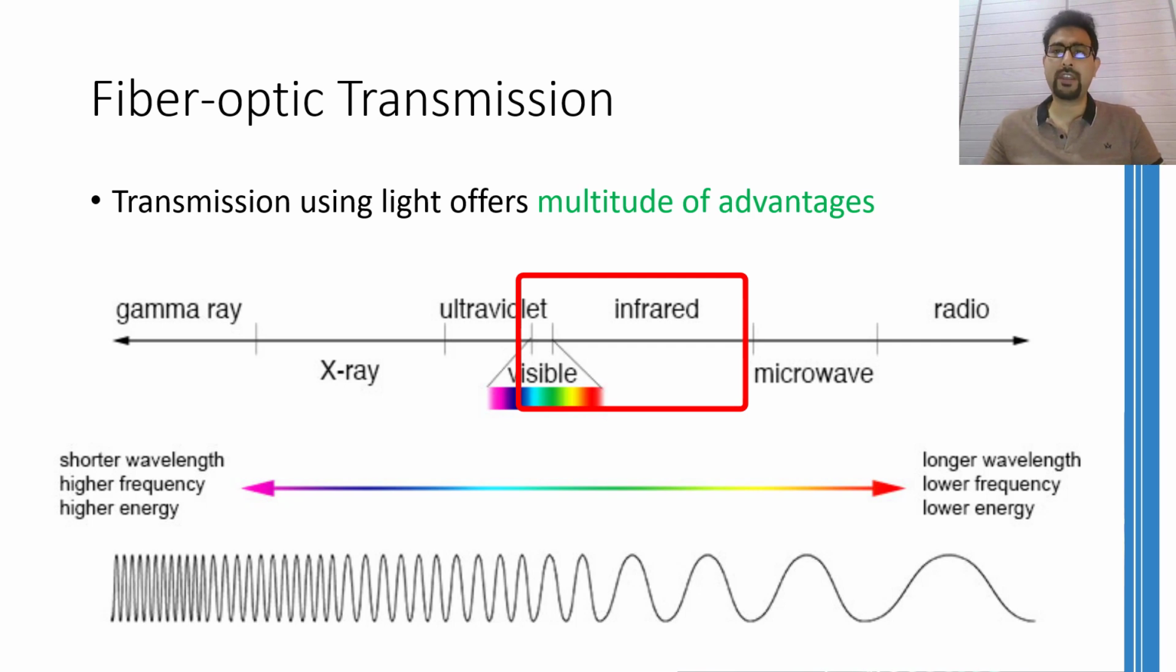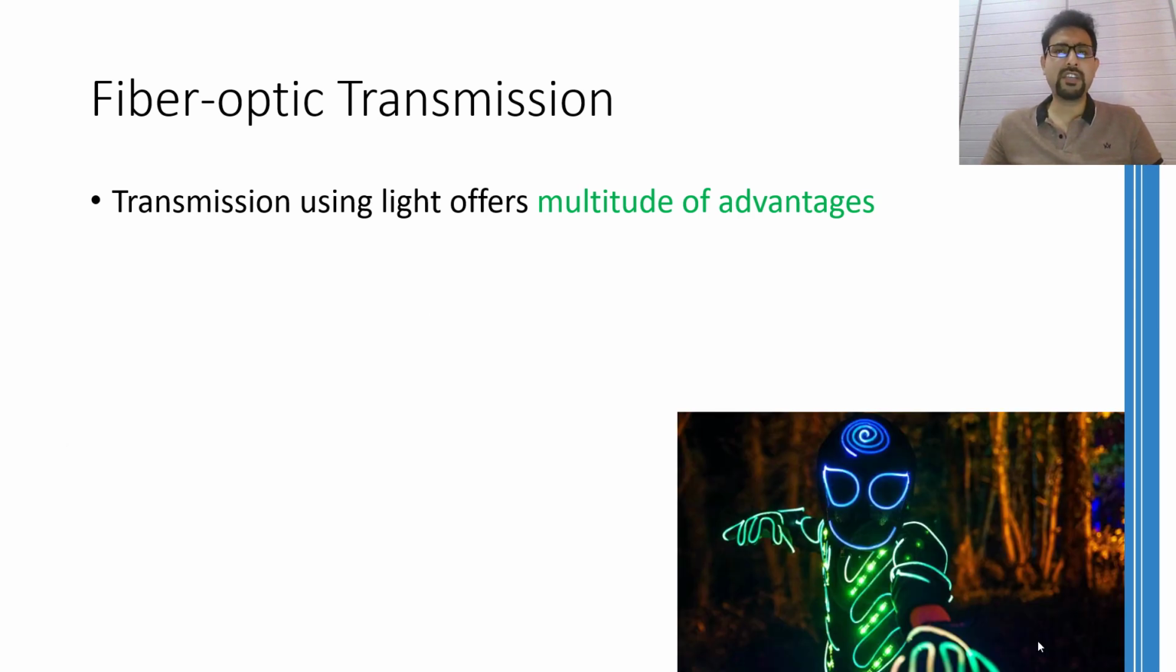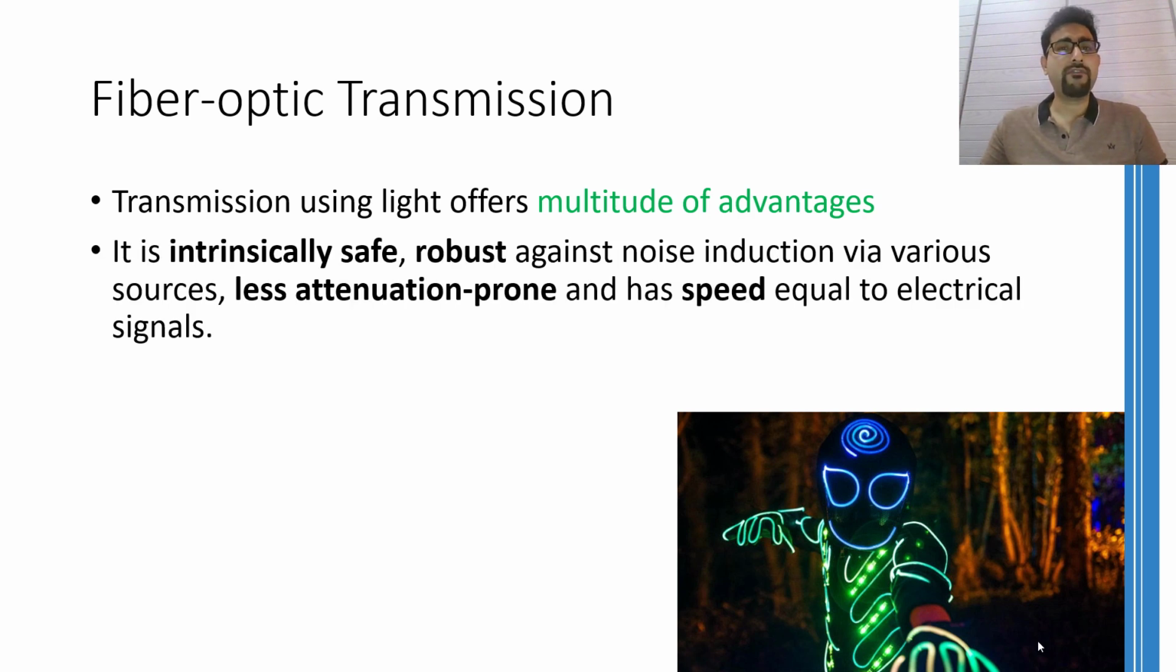Firstly, talking about the visible spectrum electromagnetic waves, this transmission medium offers several advantages. For example, they are safe, they have no hazard to any human worker, they are fast, that is, they have speeds equivalent to electrical signals, and if properly managed, chances for noise induction are quite low over here. Therefore, these methods are quite robust.